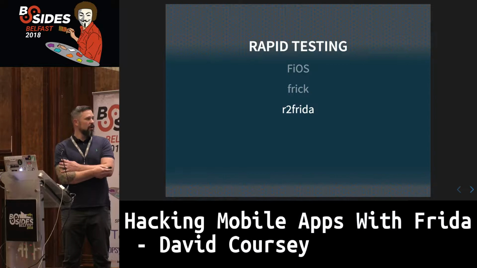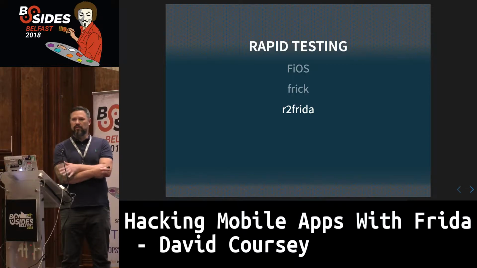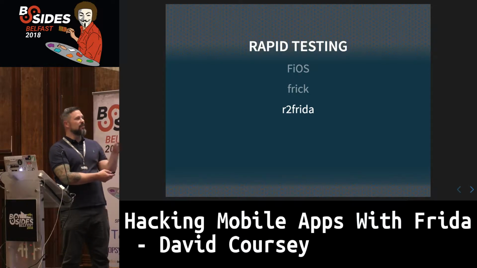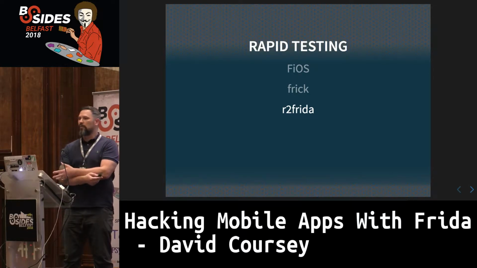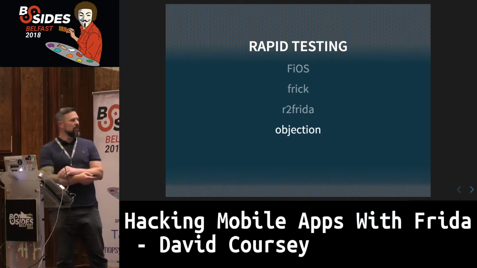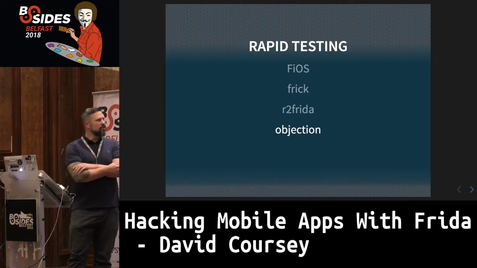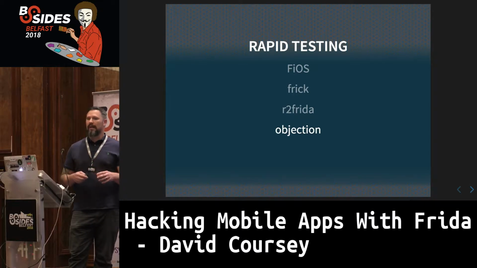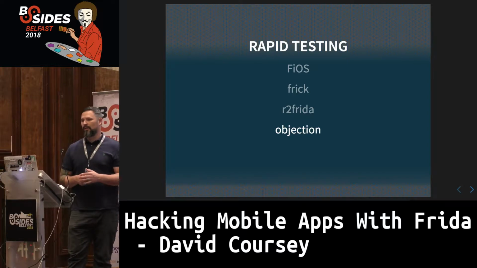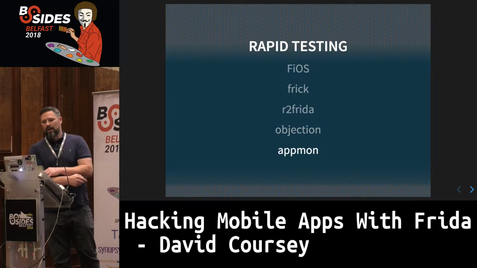R2 Frida, Radare is the reverse engineering tool that's extremely powerful. And of all of these, I would say R2 Frida is probably the most powerful, but the highest learning curve. Objection, I have another quick demo to show after this. Objection is similar to Frick and FiOS, except it's all command line. FiOS is very pretty. It's a GUI, and it's nice to look at, but it doesn't work on my iPhone anymore because I upgraded, so I'm just out of luck.